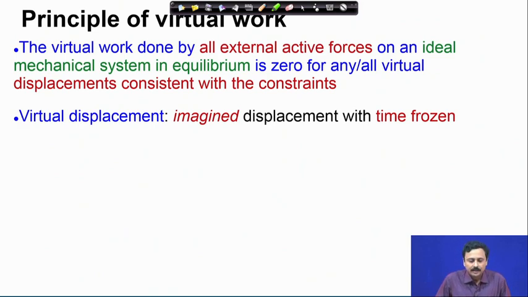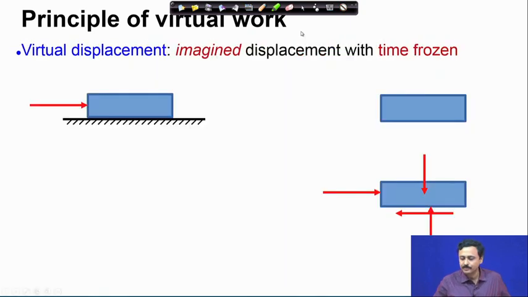Now, let us review the principle of virtual work. The principle of virtual work states that the virtual work done by all external active forces on an ideal mechanical system in equilibrium is 0 for any or all virtual displacements consistent with the constraints. A very important term here is virtual displacement. We will look into this notion of virtual displacement through an example. We will review this.